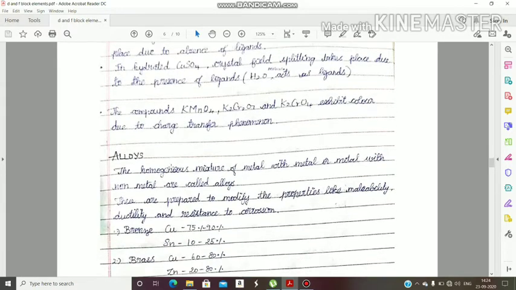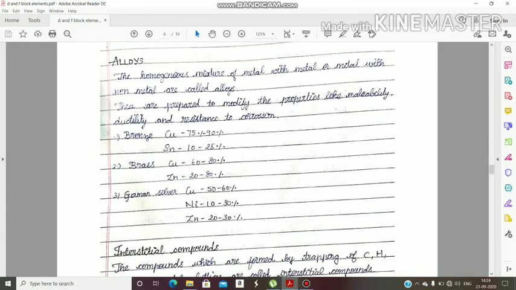Next topic is alloys. Alloys are homogeneous mixtures of metal with metal or metal with non-metal. The homogeneous mixture of metal with metal, or metal with non-metal, is called an alloy. These are prepared to modify properties like malleability, ductility and resistance to corrosion. That means to make sheets, to make wires, and to not undergo corrosion. For all these purposes, we make alloys.